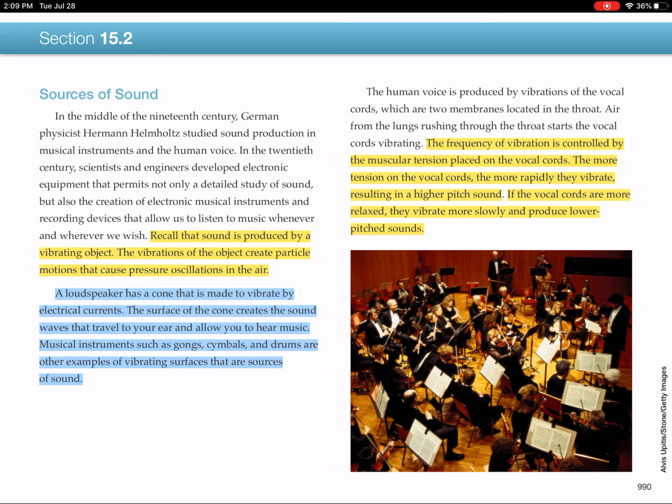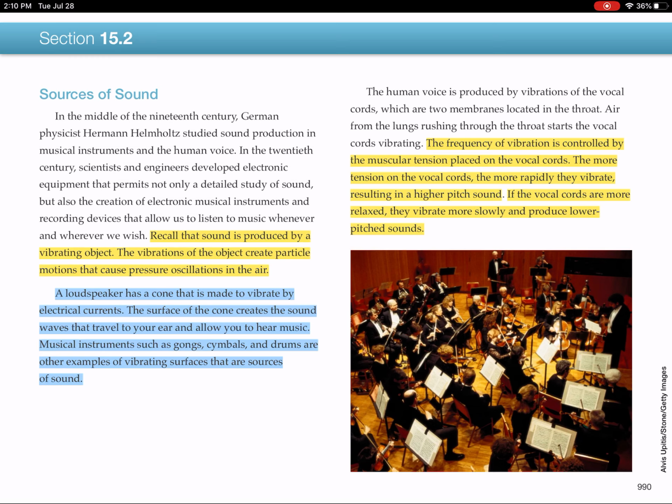First of all, sources of sound. As it says at the yellow there on the left-hand side, recall that sound is produced by a vibrating object. And the vibrations of the object create particle motions. And so you get those pressure oscillations, the back and forth, which happens. And anything that's going to give sound is going to have that sort of oscillation. As it shows in the blue, you can have a cone, a loudspeaker, to do that, or you can have a musical instrument with gongs or cymbals and drums. All sorts of things will cause that.